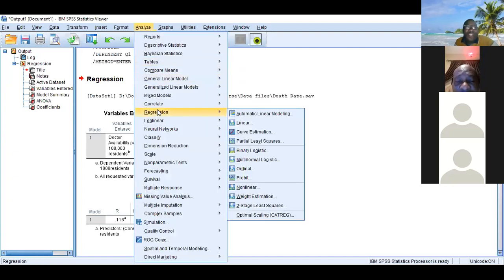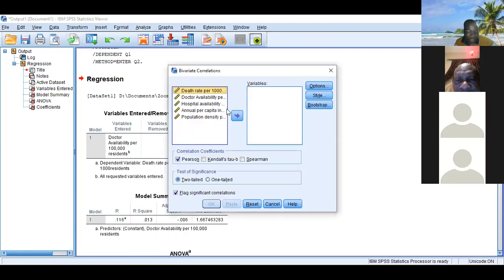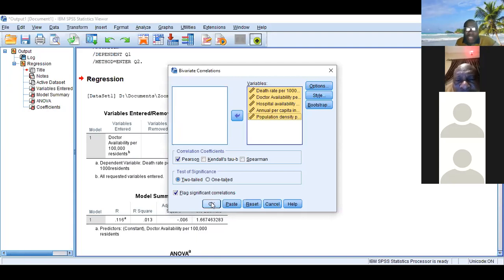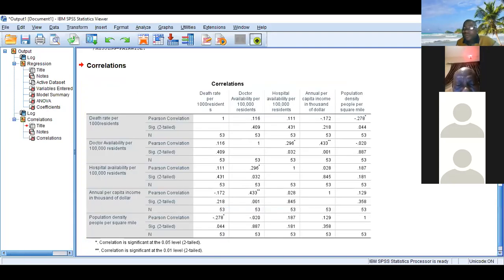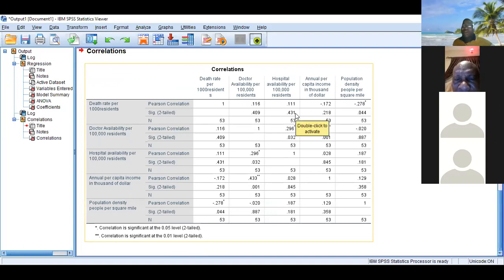Because you know correlation is part of regression, so you cannot push correlation away. Let's just move all of them now to see how they all correlate. You can see the matrix now. You will know that the way correlation goes along the diagonal, that's where each of them correlate.